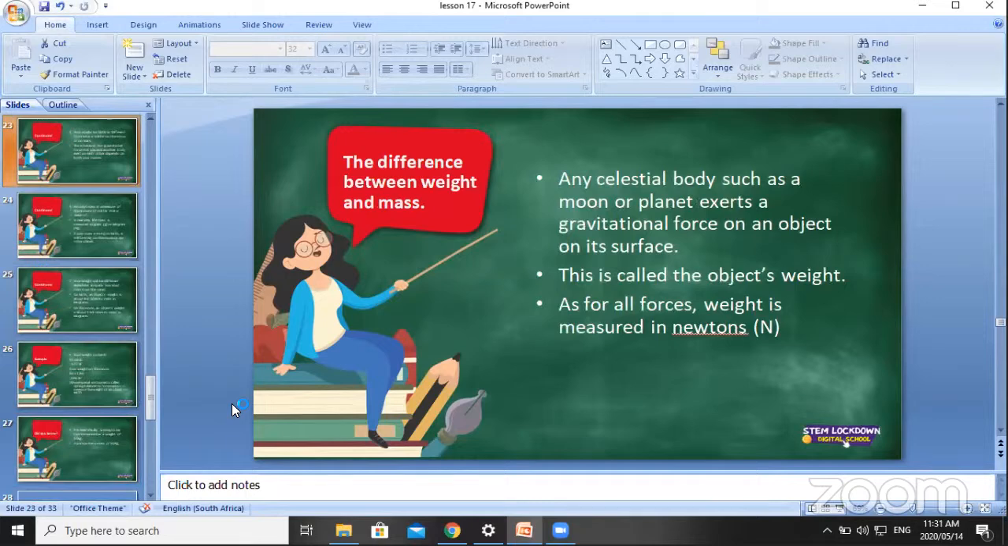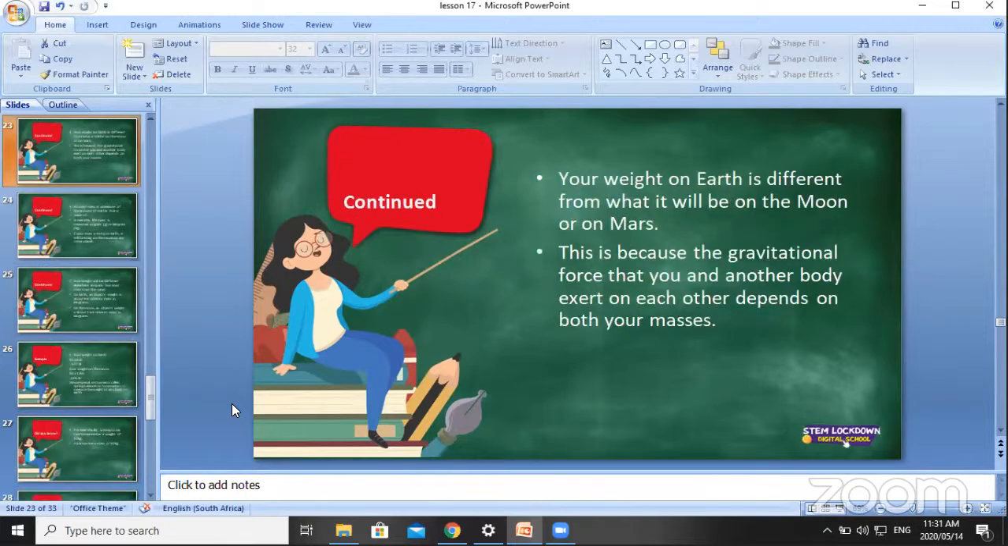Let's continue, grade 9. Your weight on Earth is different from what it will be on the moon or on Mars or any other planet. This is because the gravitational force that you and another body exert on each other depends on both your masses, grade 9. Are we clear? I've got an example here.